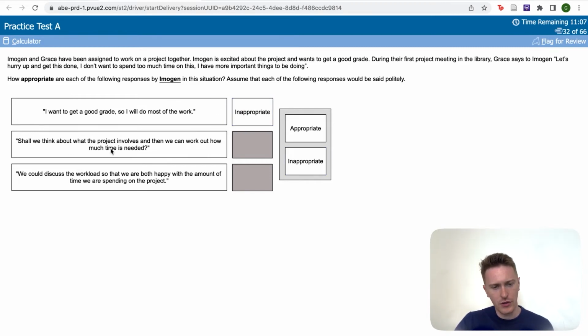"Shall we think about what the project involves and then we can work out how much time is needed?" So it's an open question, it's polite, and it's creating a plan, so I think that's appropriate. "We could discuss the workload, so we're both happy with the amount of time we're spending." Again, that's trying to compromise. I think that's appropriate.